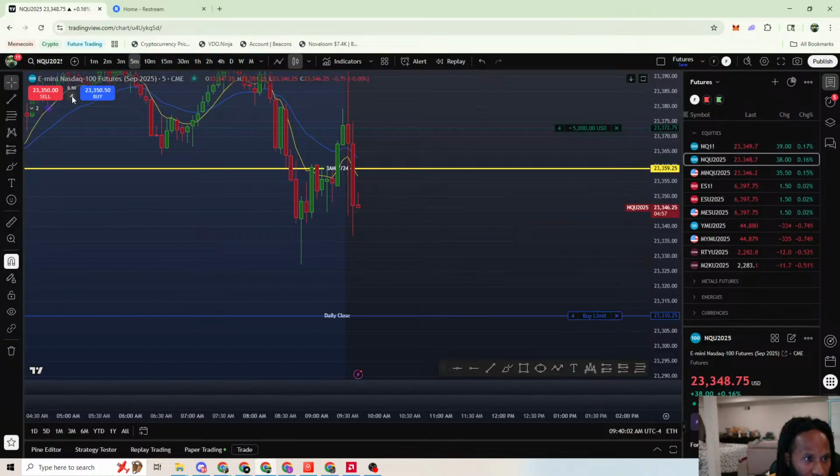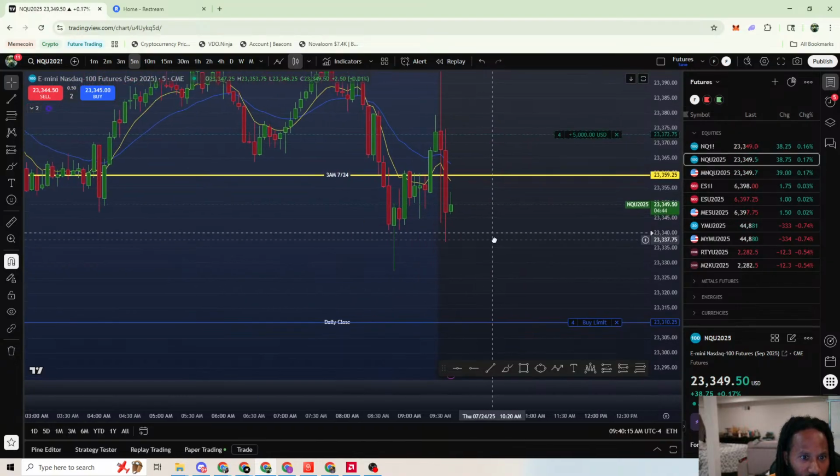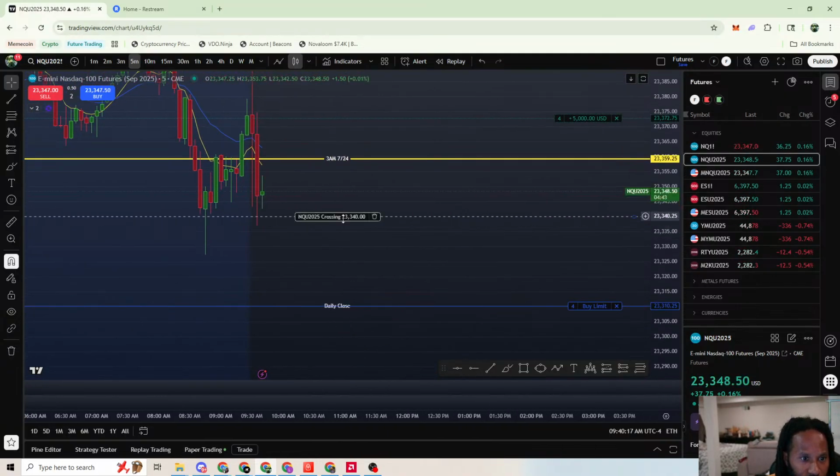I might put a contract size of 2. Let's see if we can just do lower risk, because it is dropping. If it drops and closes past this, I'm getting in. Let's go ahead and put an alert right here. If it closes below this, that's what I'm banking on.